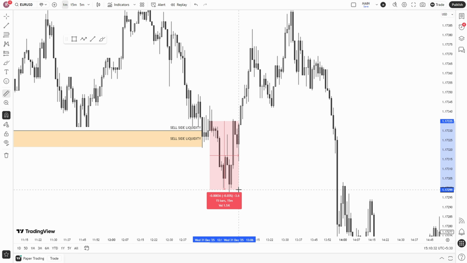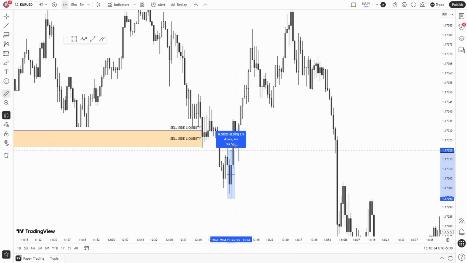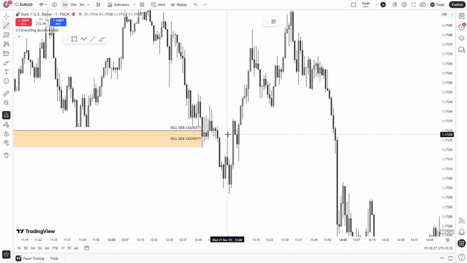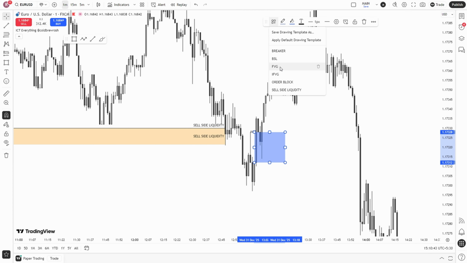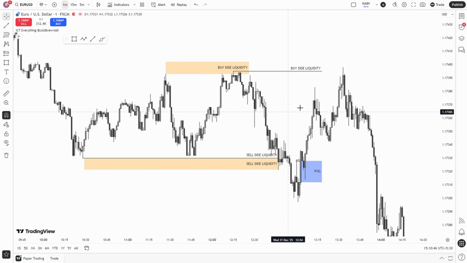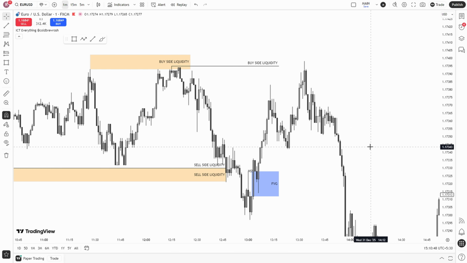You can see we get a huge displacement to the upside, we get a clear market structure shift, and we also have a fair value gap left behind. Now, since our external sell-side liquidity has already been swept, what I'm going to target next is these highs right here, which now become our new external range liquidity.